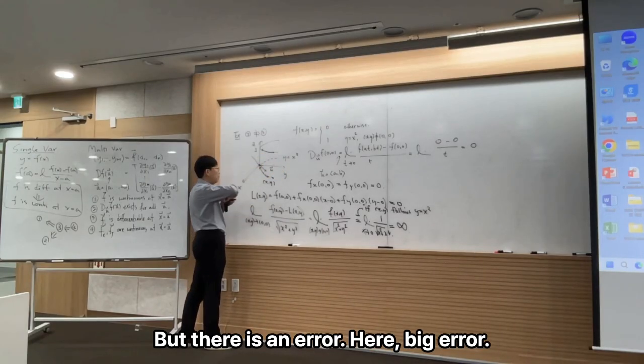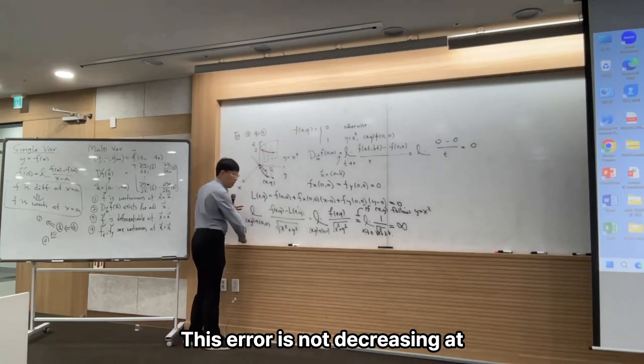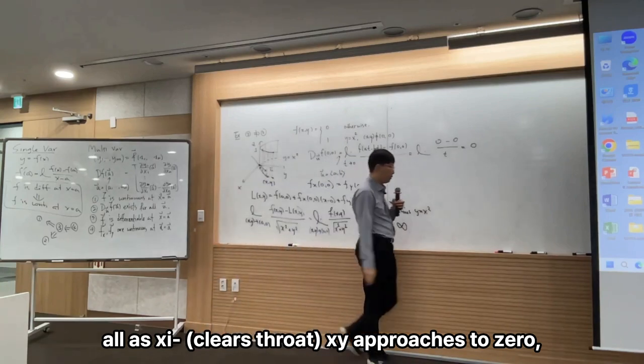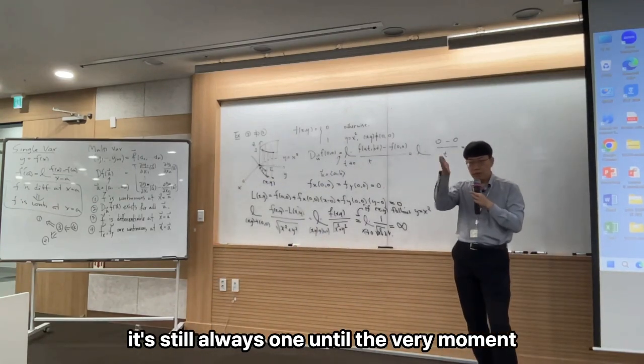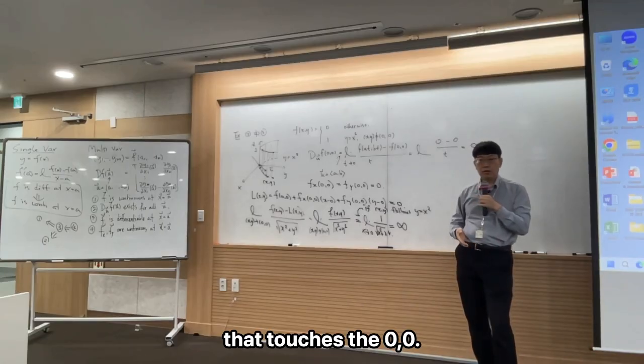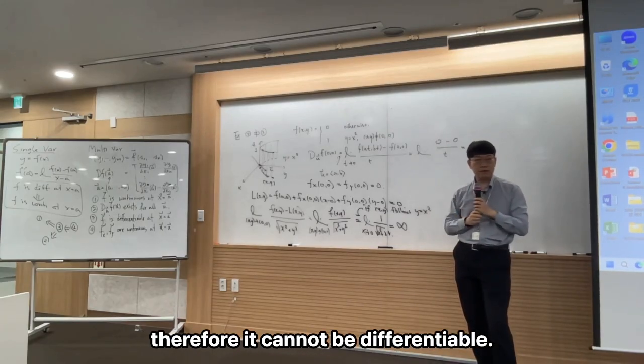Here, these big errors, right? This error is not decreasing at all as (x, y) approaches 0. It's still always 1 until the very moment that it touches (0, 0). So the error is not approaching 0. Therefore, it cannot be differentiable.